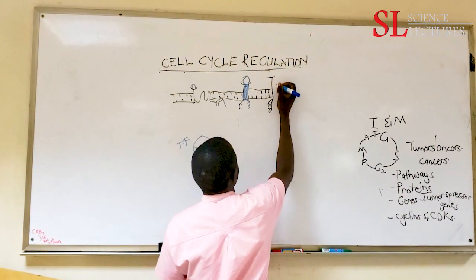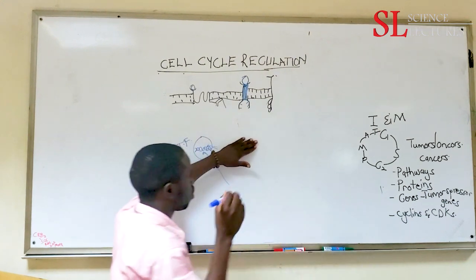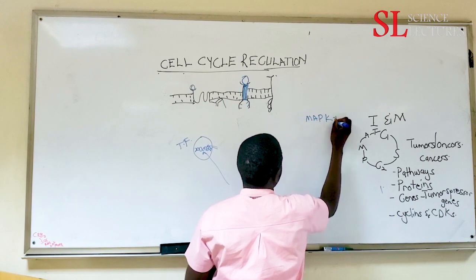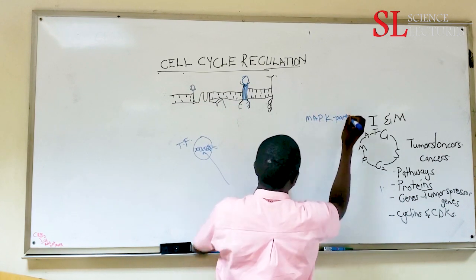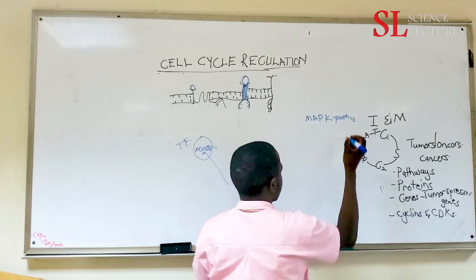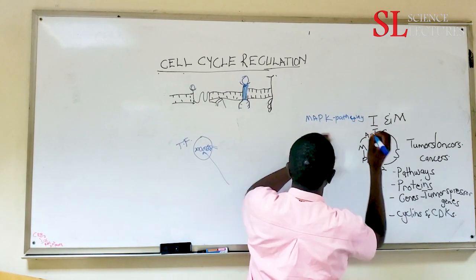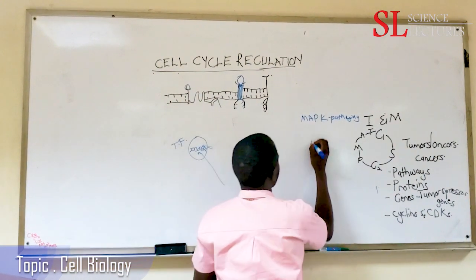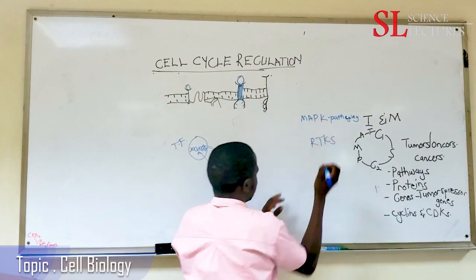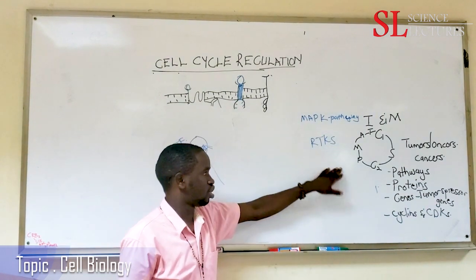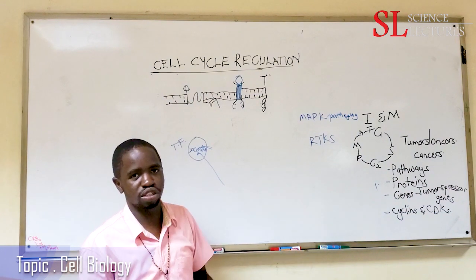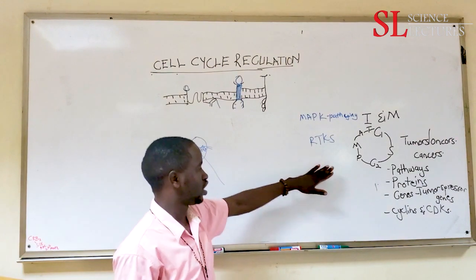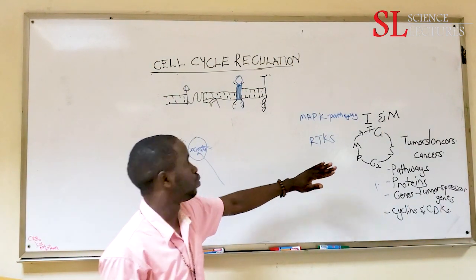So, lastly, another pathway that is involved is what they call the MAPK pathway, the mitogen activated protein kinase pathway. The MAPK pathway is controlled by what we call the RTK, the receptor tyrosine kinase receptors. We looked at those in our series on cell communication and membrane boundary receptors. If you haven't yet watched that, please do so.